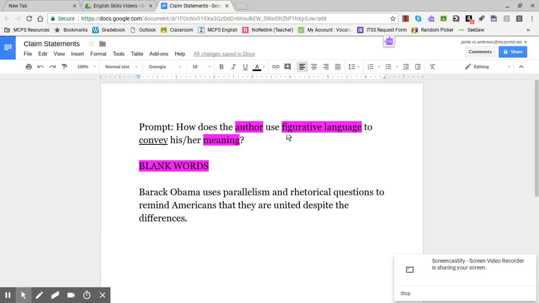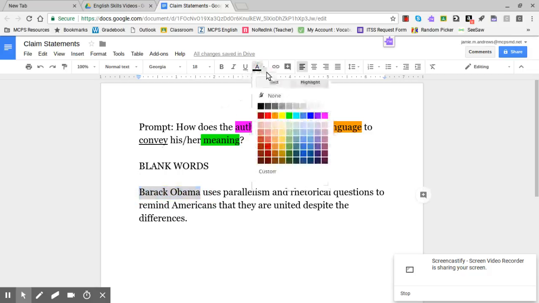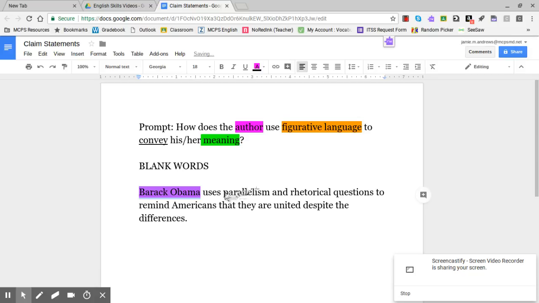So, actually, let's change colors. Orange. Meaning will be in green. So, author. And it's always good to give information of who the author is. Then my figurative language or my stylistic devices. And then meaning. To remind is like my to convey. To remind or to convey. To reinforce, reiterate. Just don't use the word show.